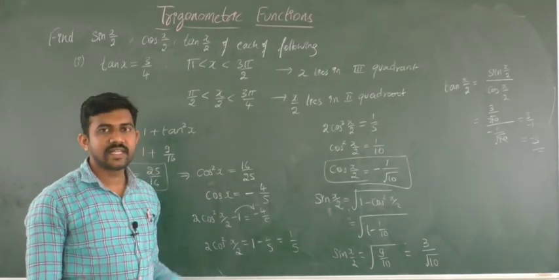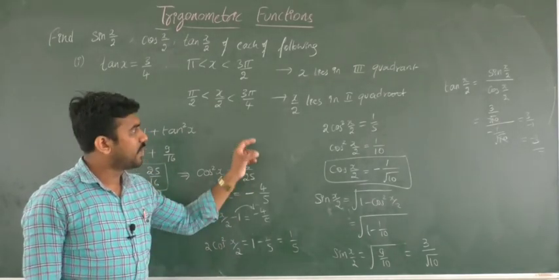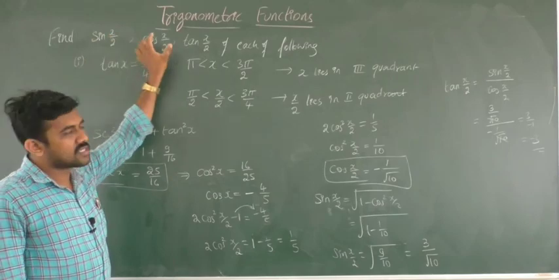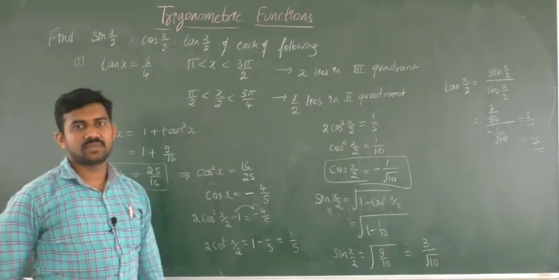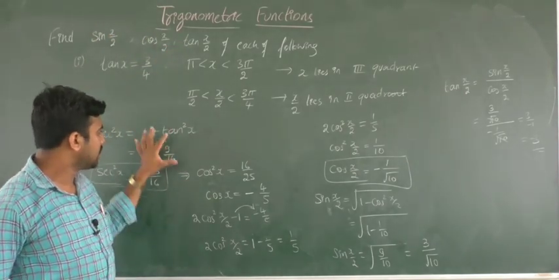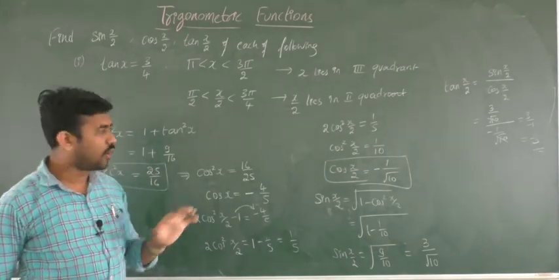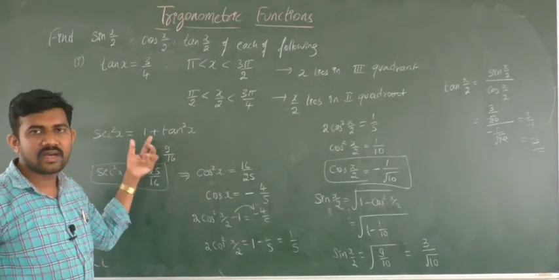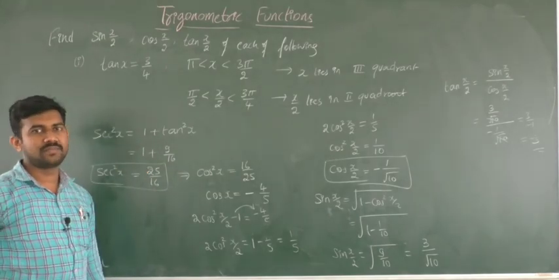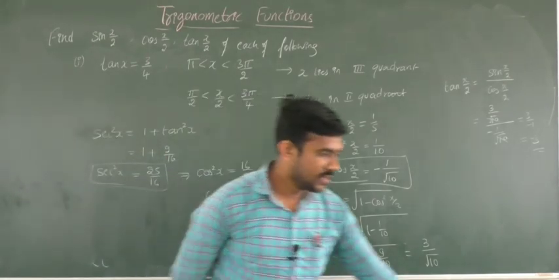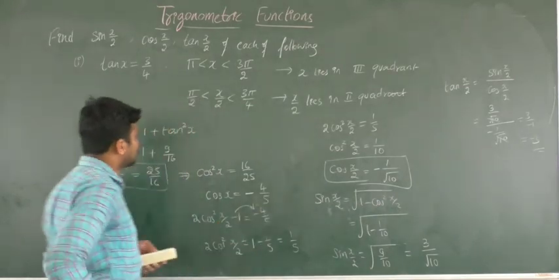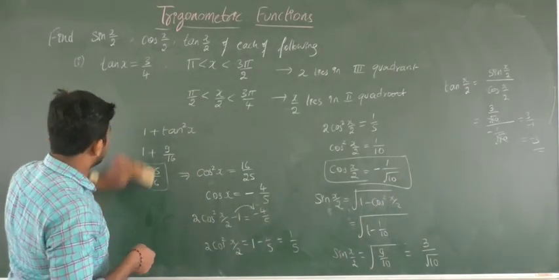Okay, so like this we can find the value of sin x by 2, cos x by 2, tan x by 2. Here for finding cos x we can use quadrants also, or we can use the trigonometric identity also. Okay, now we'll see the next question. So what is the next question we have?